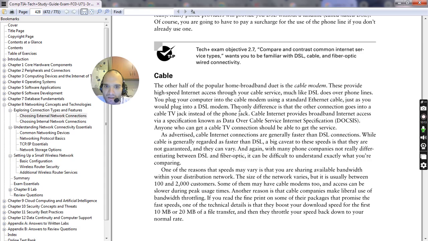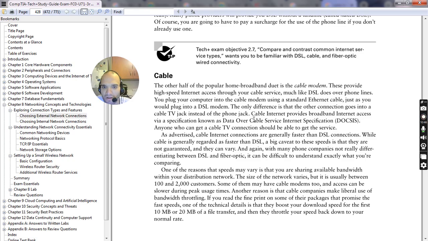The only difference is that the other connection goes into a cable TV jack instead of the phone jack. Cable Ethernet provides broadband Ethernet access via a specification known as Data over Cable Service Interface Specification, or DOCSIS. Anyone who can get a cable TV connection should be able to get the service.